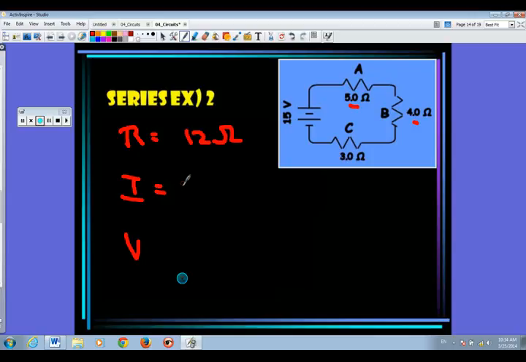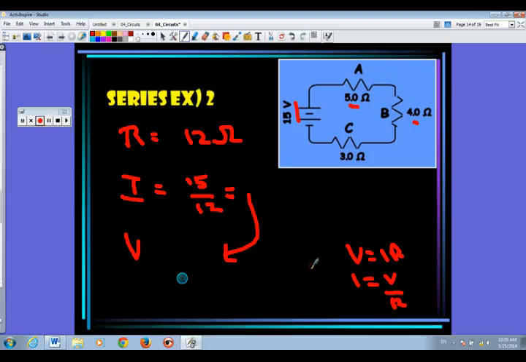What about your current? Well, remember, if your equation is V equals IR, then I equals what? V over R. So your I would be what? 15 divided by 12. And then take this number and solve here for your voltage drop across each resistor. Does that make sense? Find your resistance, find your current, calculate your voltage.